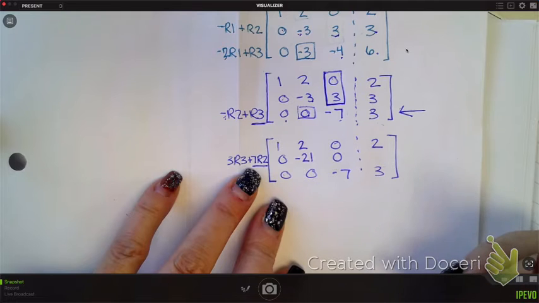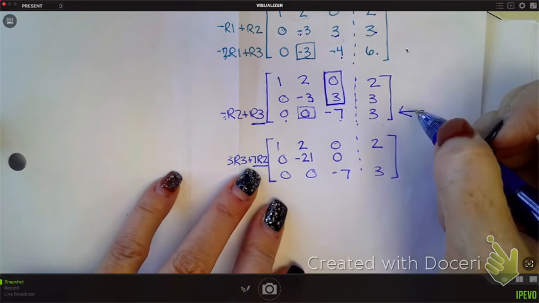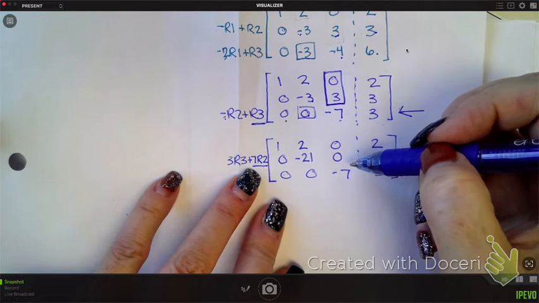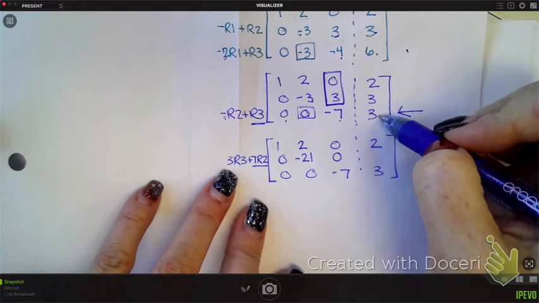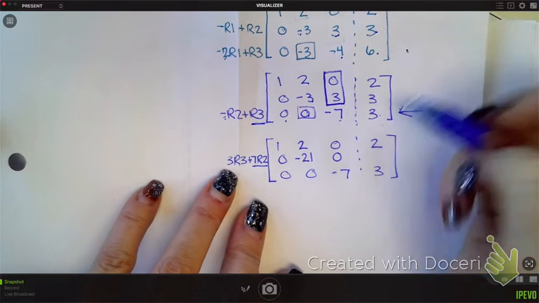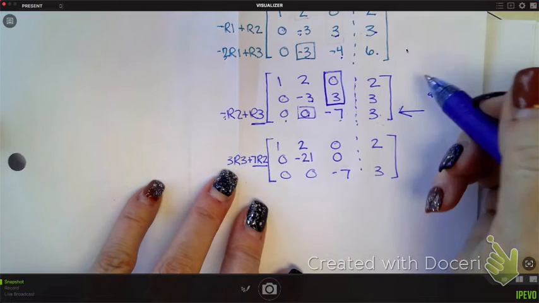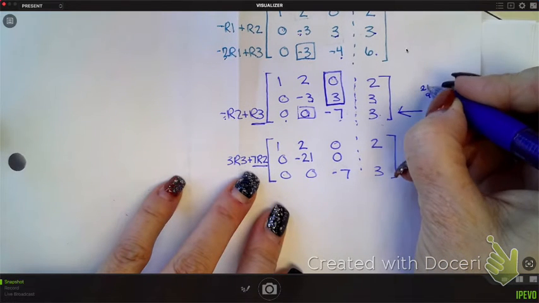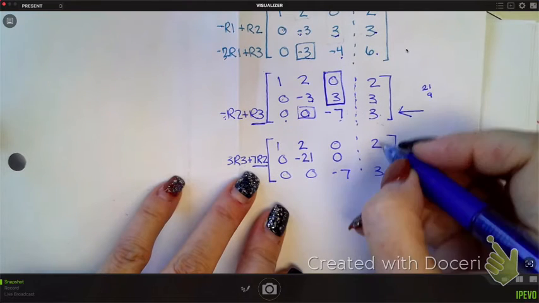Nothing. We did just fine, right? Okay. So 3 times 3 is 9. If you want to write a 9 out there, go for it. 7 times 3 is 21. And 21 and 9 is 30.